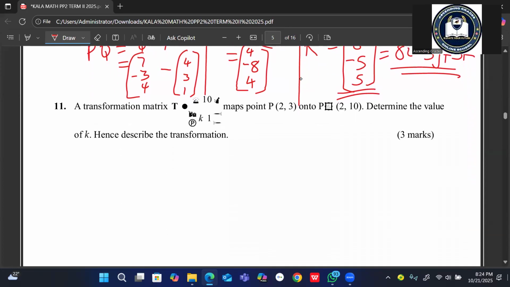From there we go to number 11. The question is, a transformation matrix T is given as 1, 0, K, 1. Maps point P(2, 3) onto P'(2, 10). Determine the value of K, hence describe the transformation.